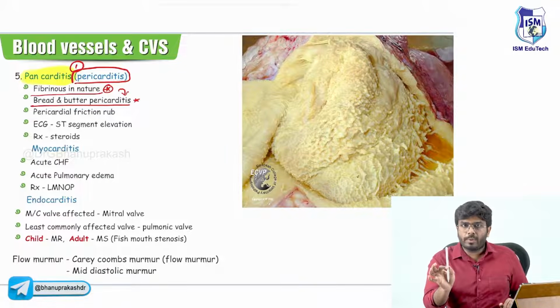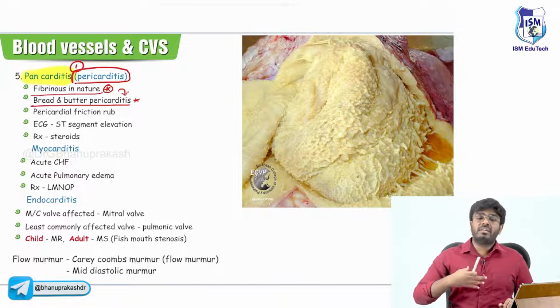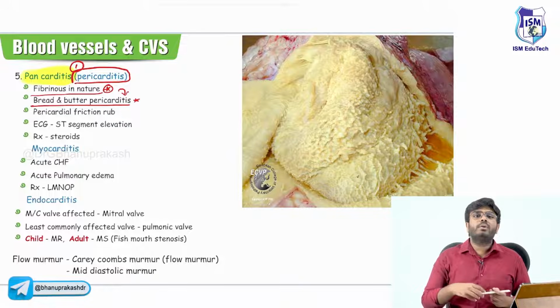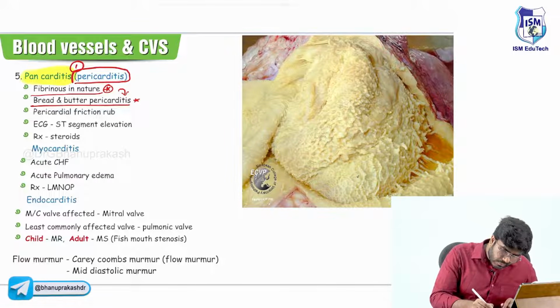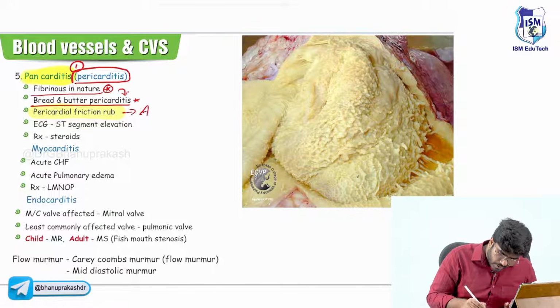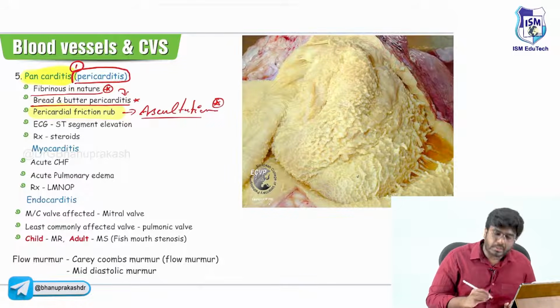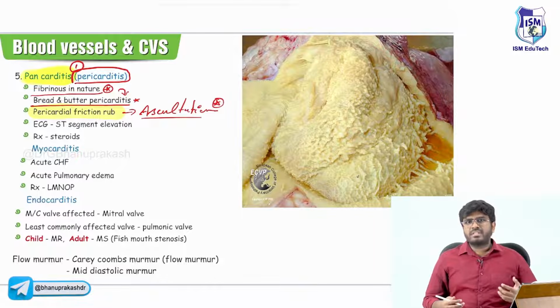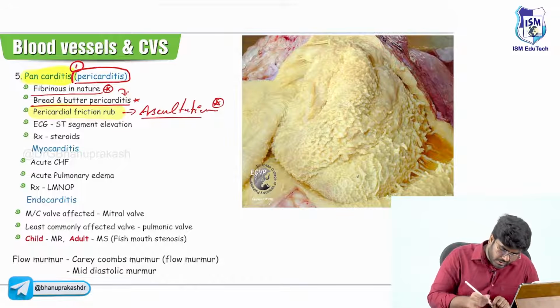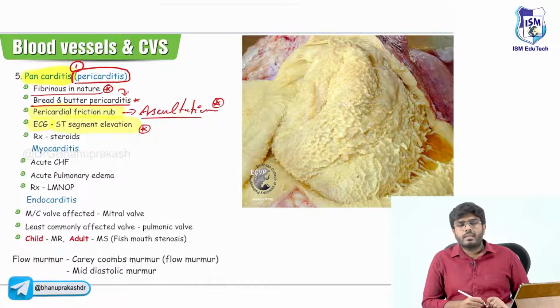If there is pericardial involvement, the patient is having inflammation in the heart, right? There will be a lot of pain, and this boy is crying. When you try to auscultate, what you will hear is a pericardial friction rub. MCQ: on auscultation, there will be a pericardial friction rub. And when you do the ECG, there is ST segment elevation, sir.